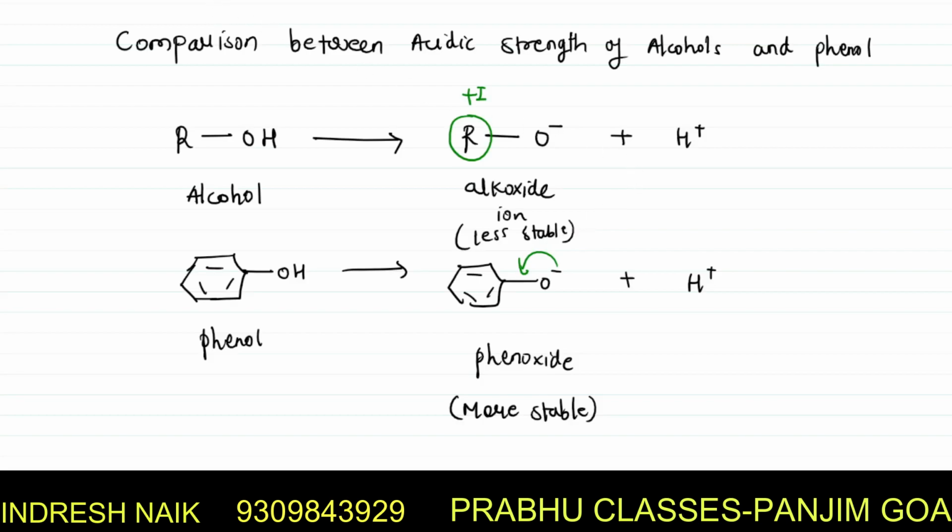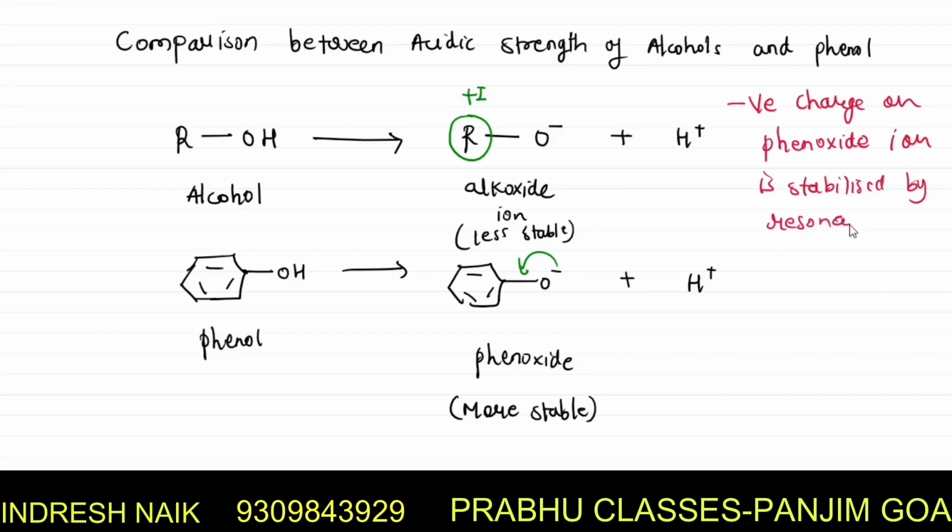Right? Reason what? The negative charge on the phenoxide ion is stabilized by resonance. So anything which is stabilized by resonance is always more stable. Remember this. Whether it is a cation or an anion, if it is stabilized by resonance, then it is more stable. So this is stabilized by resonance.